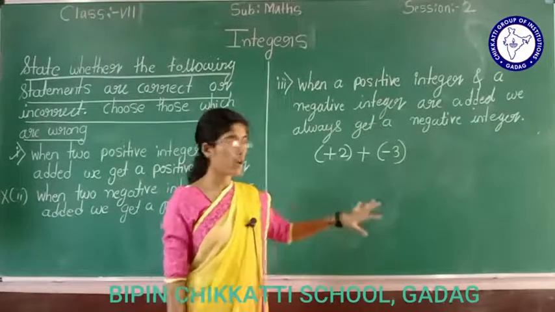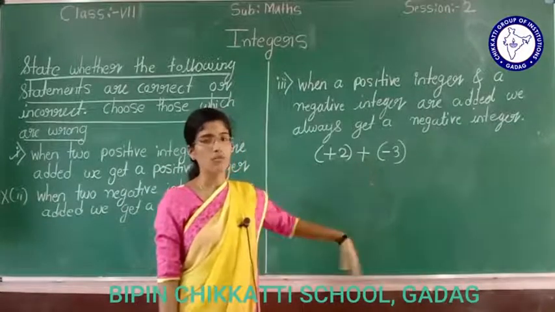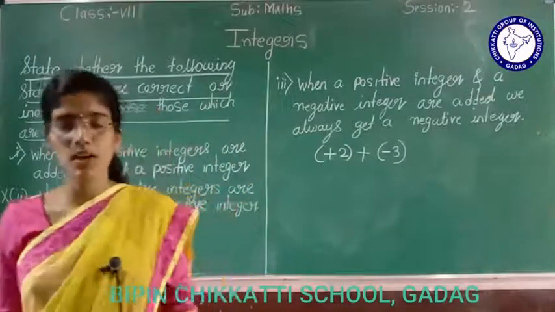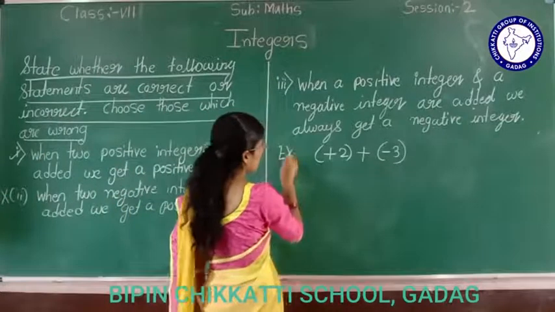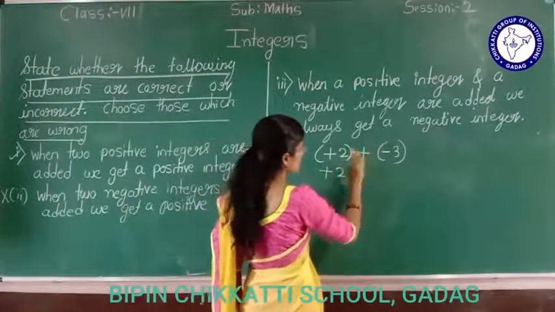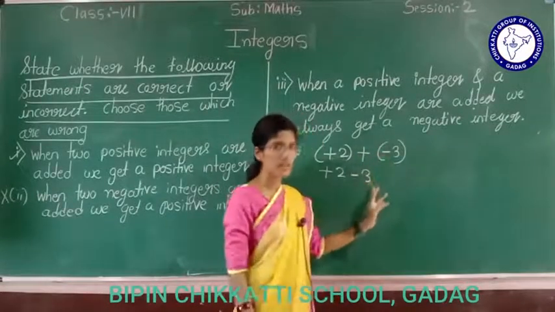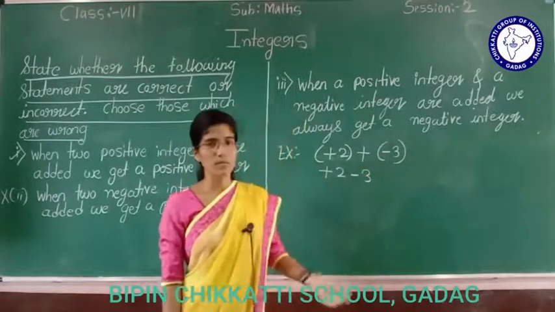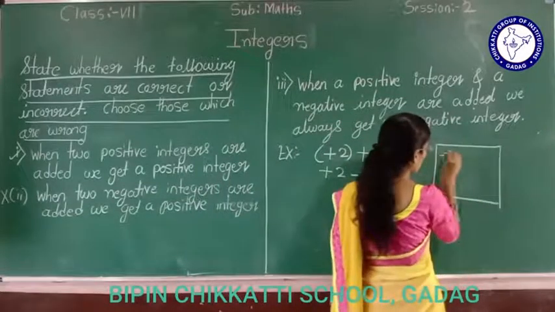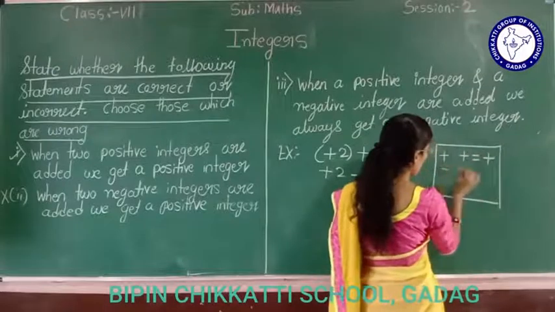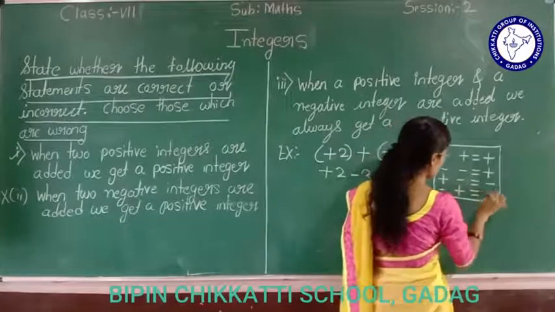We will check for every integer, it should follow, yes or no. For one example it is coming, for another example it is not coming, not like that. It should follow for every example. If I take this example here, plus 2 plus minus 3, right? We will remove the bracket, plus minus is minus. See students, there are different methods to solve this, but listen here, plus with plus is plus, minus with minus is plus, plus minus is minus, minus plus is minus.